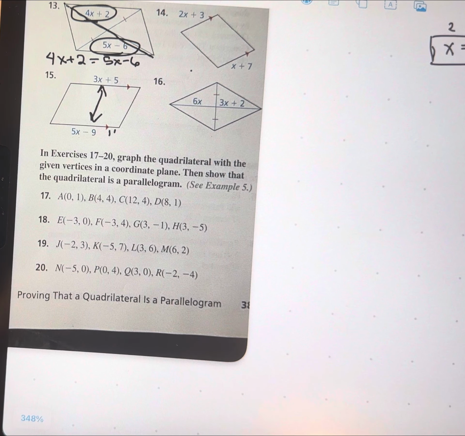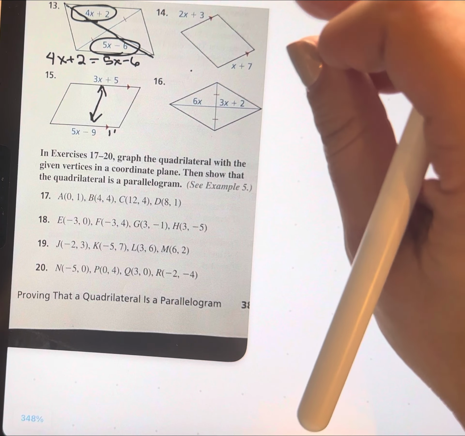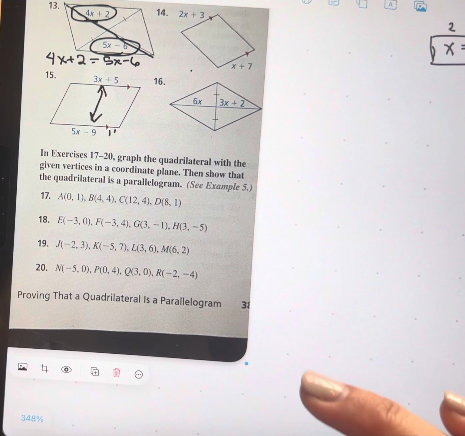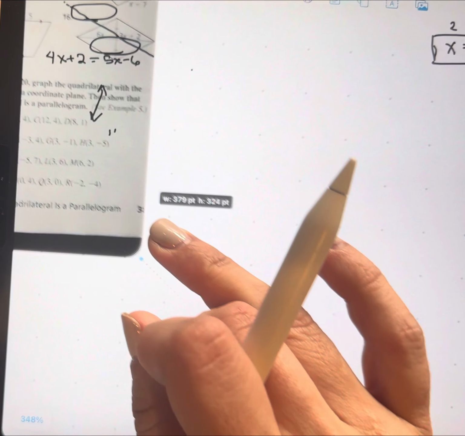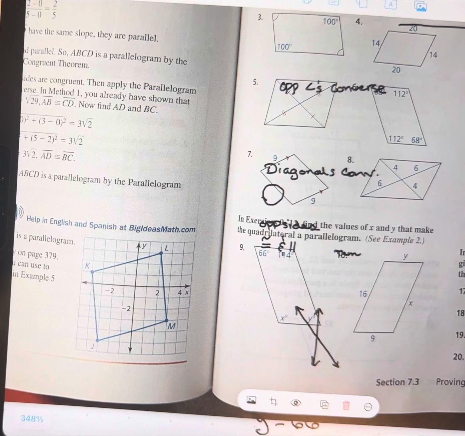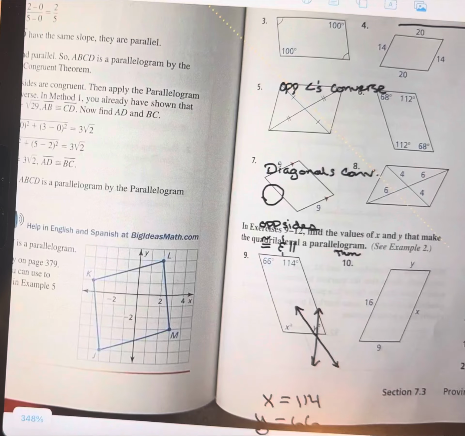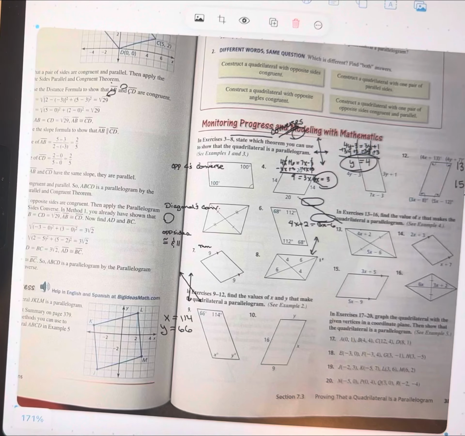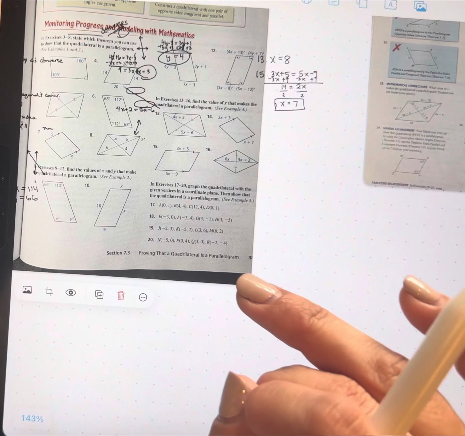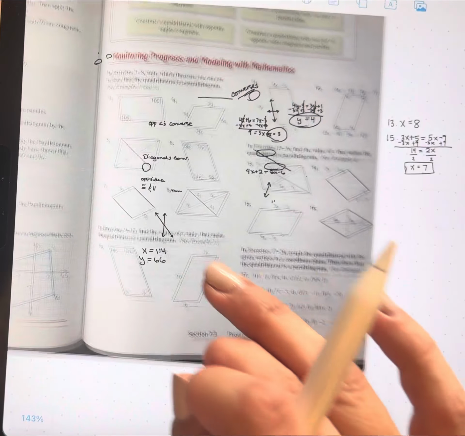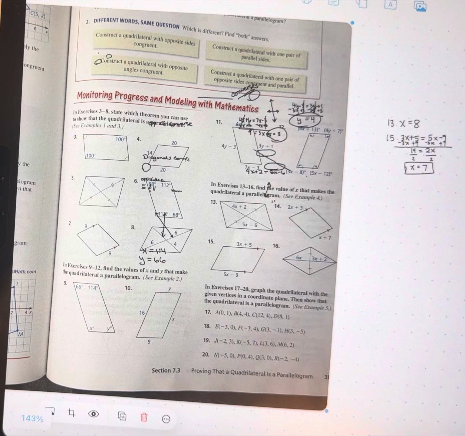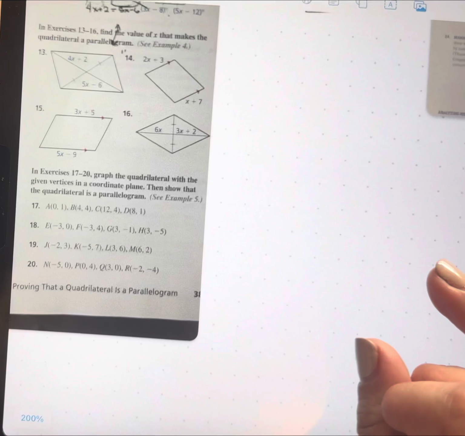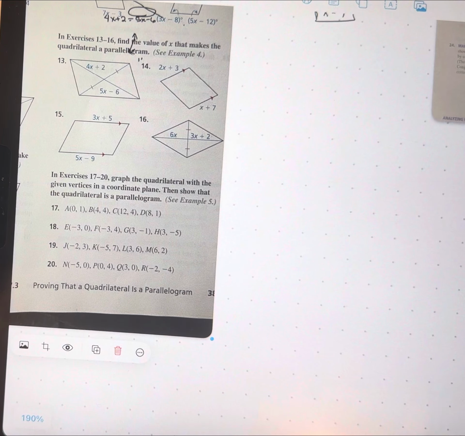Okay, here we go. I feel like I should just start this video over. There's been way too many interruptions. Okay, all right, here we go. Let's do it now.